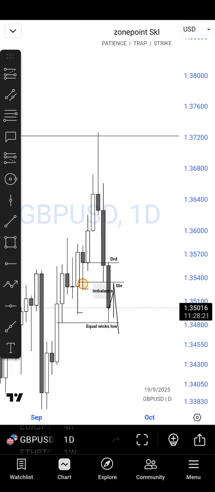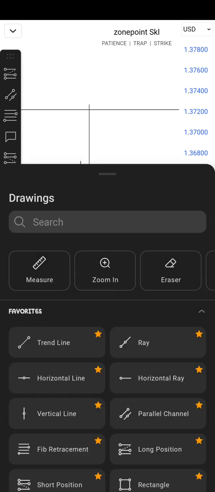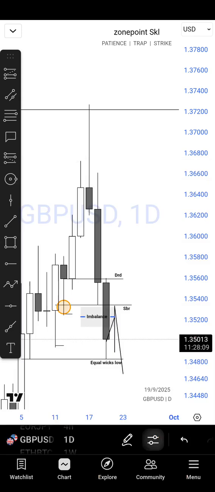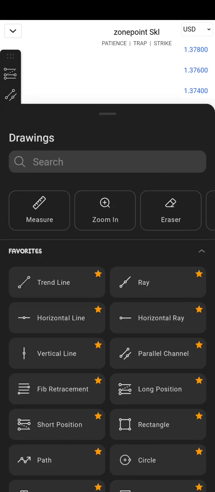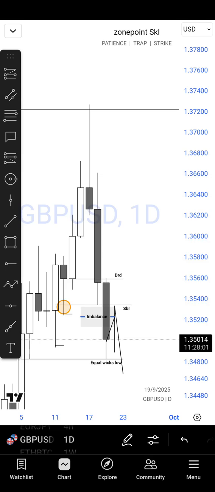We saw daily reject daily. This is a key level here. I'm coming guys, I need to look for something. Sorry guys.